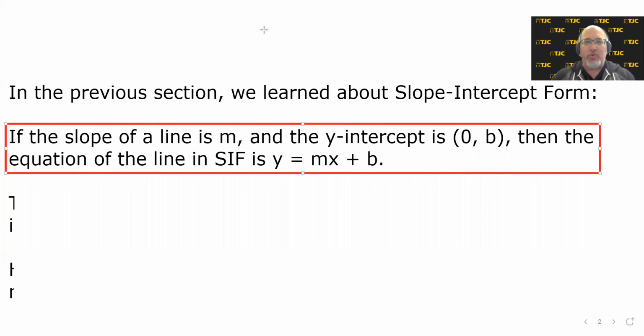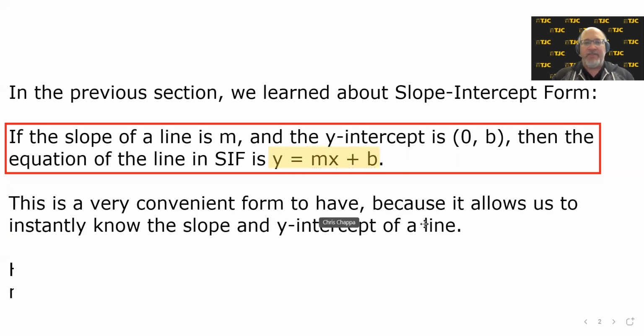But if all you remember is y equals mx plus b, you're going to be okay as long as you remember that m is the slope and b is the y-coordinate of the y-intercept. This is a very convenient form to have because it allows us to instantly know the slope and y-intercept of a line. And you may recall from the previous section that if you know the slope of a line and the y-intercept, that's enough information to actually draw the graph.